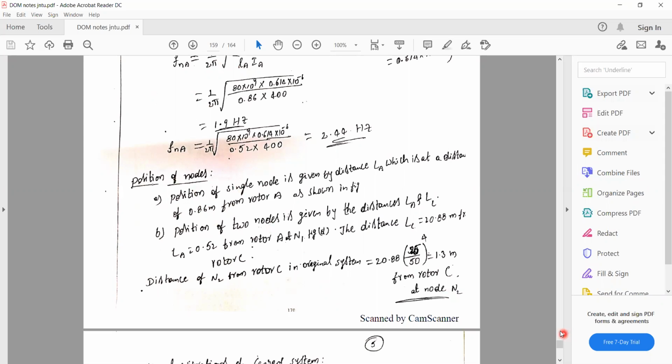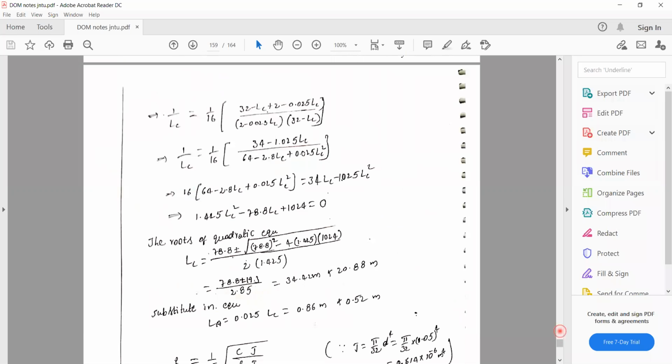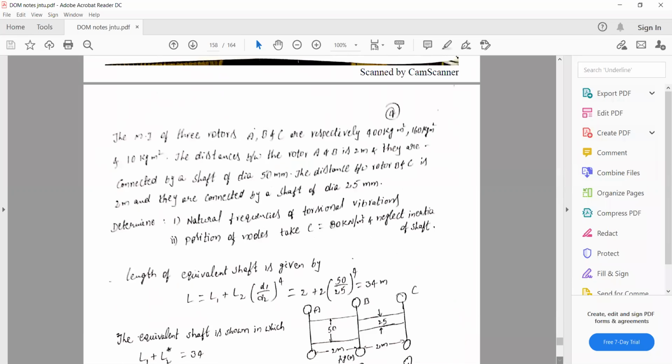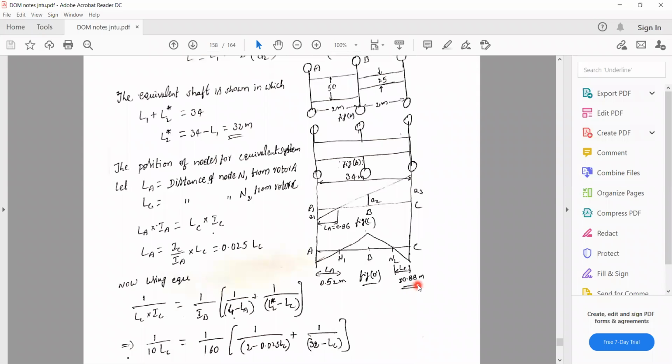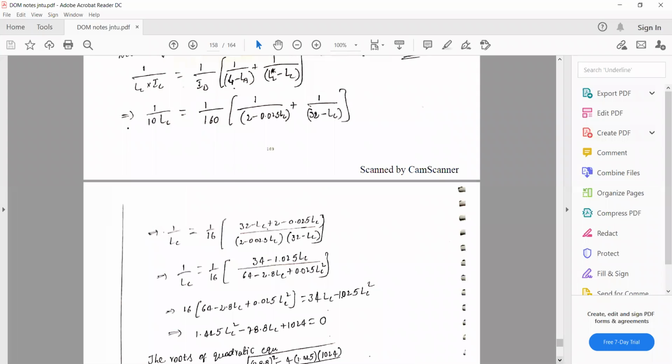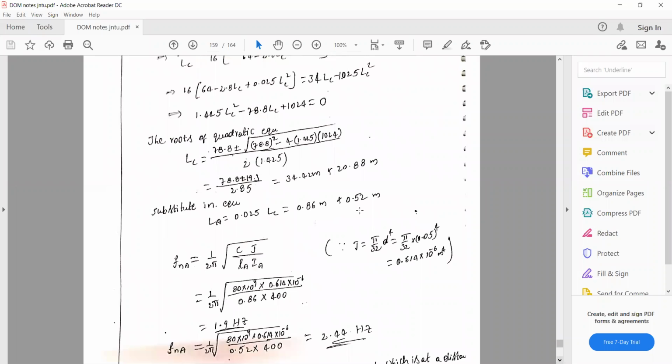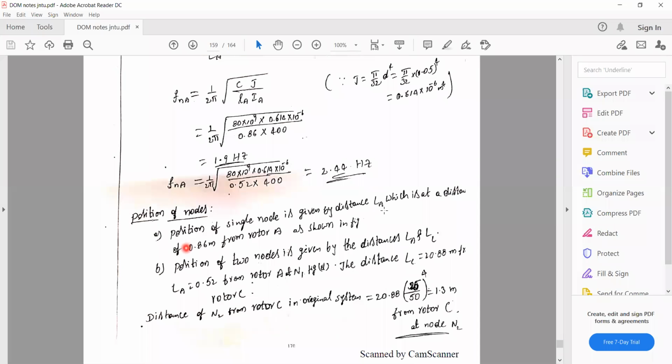So LA, LC are calculated. LA, LC already determined, so that is our LAC. LA is 0.52 and LC is 20.88. Those values will be represented in sentence format. In this, the position of a single node is given by the distance LA, which is a distance of 0.86 meter from rotor A, as shown in the figure.